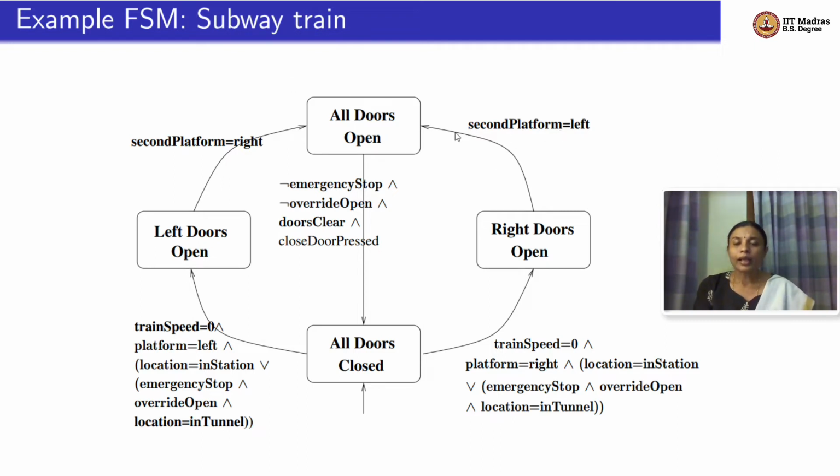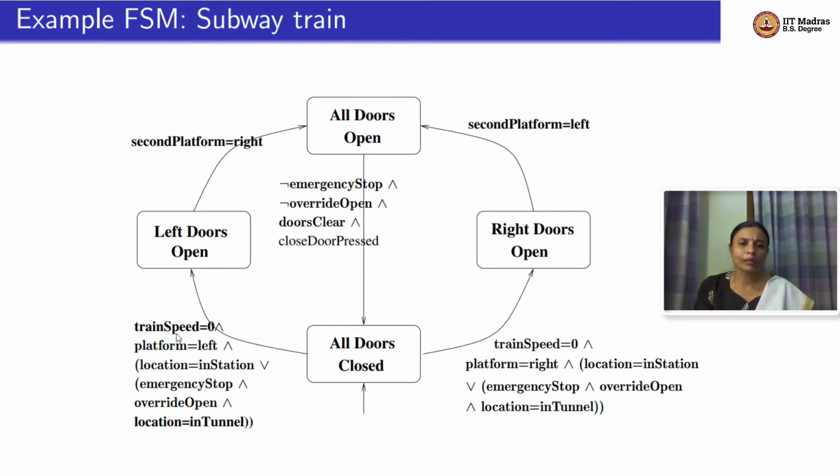And finally, I can transition back from the all doors open state to the all doors closed state, provided another guard is true. So let's understand the guards one at a time and see what they say. So we start with the initial state, all doors are closed. Let's say I want to go to a state where the left doors become open.